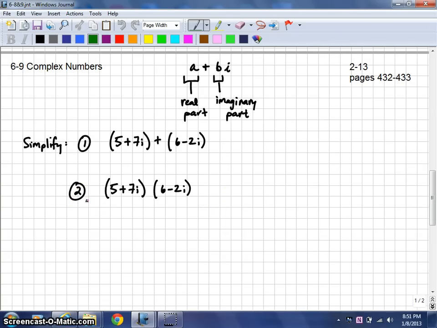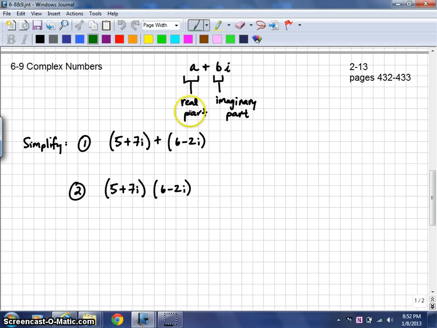This lesson is Advanced Algebra Lesson 6-9, Complex Numbers. We just finished talking about Lesson 6-8 with imaginary numbers, and so we need that knowledge in order to talk about complex numbers. Complex numbers have both a real part and an imaginary part.